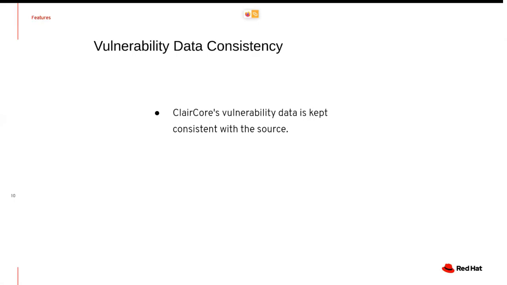We go out on day two. If things have been removed or if they have been changed, we now account for that. In prior versions of Clair, we would just continually store the different elements and the advisories that came. So now we actually have consistency in the vulnerability database.